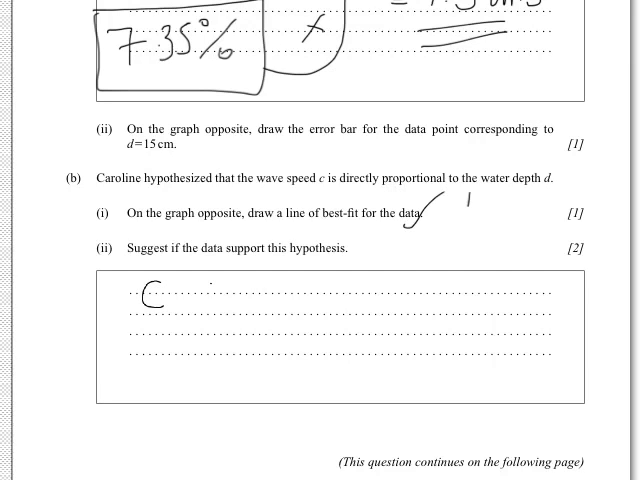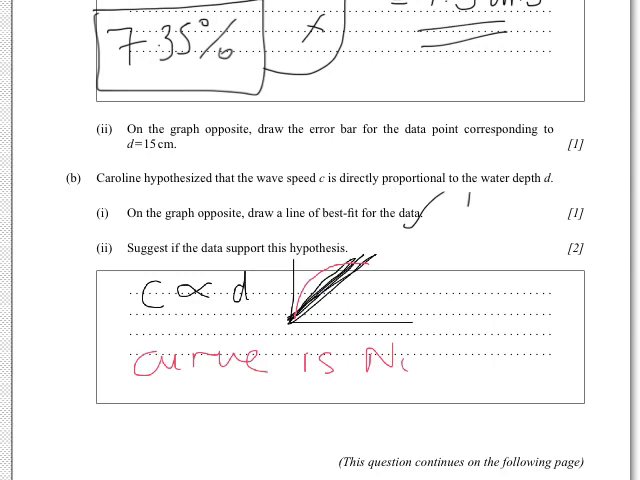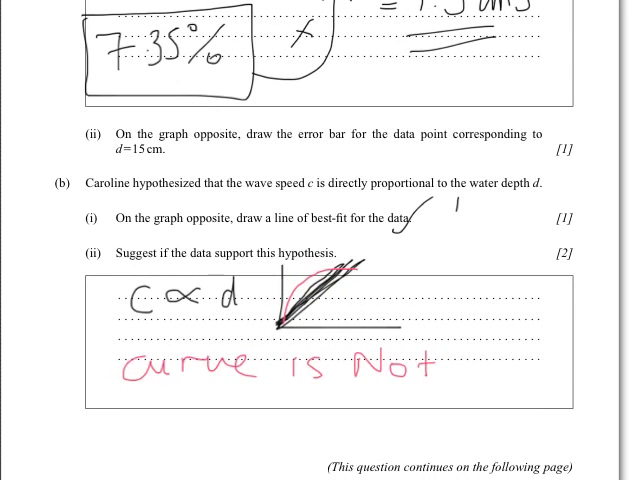If c was proportional to d, you would end up with a straight line graph through the origin. Okay, and you have not got that. You should remember that we did our line of best fit and we've got a curved line. And a curve is not a sign of proportionality. Okay, so that's pretty much the same question that you saw on the other two questions, asking you what proportionality actually looks like.